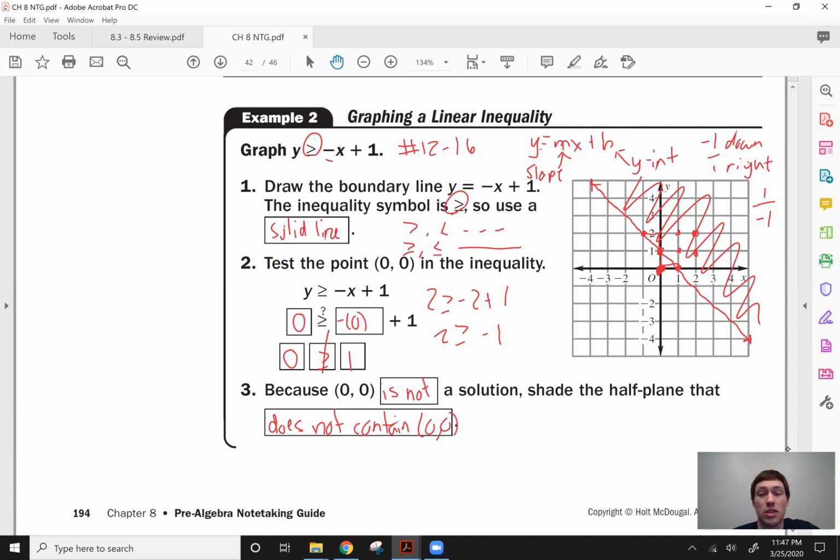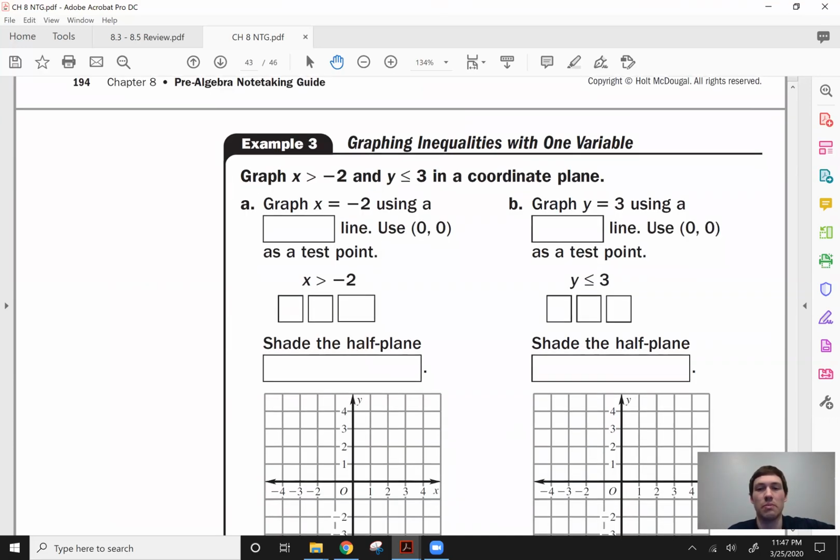So on your quizzes, on your homework for 12 through 16, it's probably going to give you 2 graphs with the same line, but you have to decide which side is shaded. And you do that by plugging in zeros. Again, if 0, 0 were true, we would shade this side. In this case, it wasn't true, so we shade the side without 0, 0. All right.